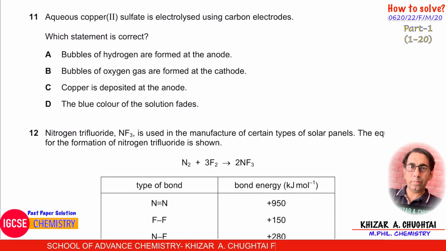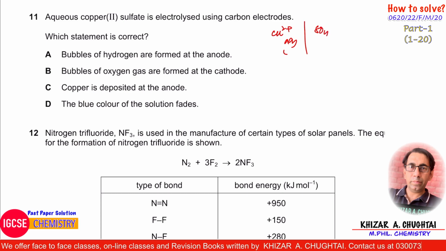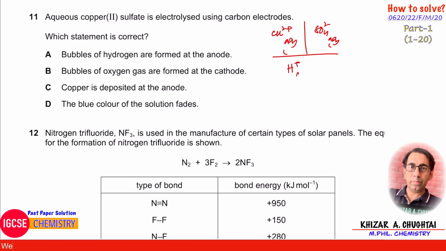Question number 11. Aqueous copper sulfate is electrolyzed using carbon electrodes. Which statement is correct? Bubbles of hydrogen are formed at the anode. In this copper sulfate solution, let me write first: Cu2+ (aq) ions will be there, SO4 2- (aq) ions will be there. From water, H+ (aq) and OH- (aq) ions will also be there.